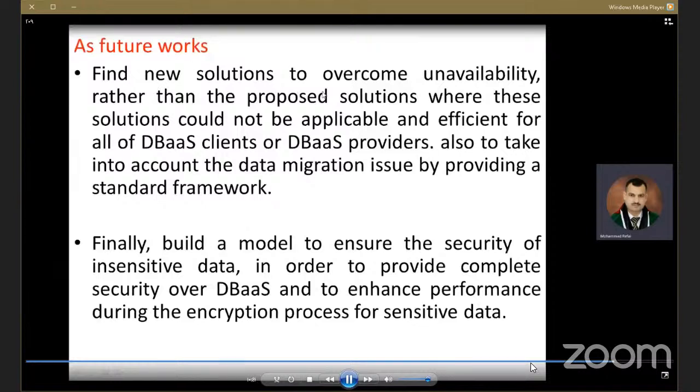As future work, we aim to find new solutions to overcome unavailability, rather than the proposed solutions, which could not be applicable and efficient for all database as a service clients or providers. Also, to take into account the data migration issue by providing a standard framework. Finally, to build a model to ensure the security of insensitive data in order to provide complete security over database services and to enhance performance during the encryption process for sensitive data.